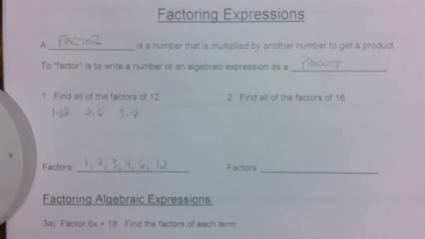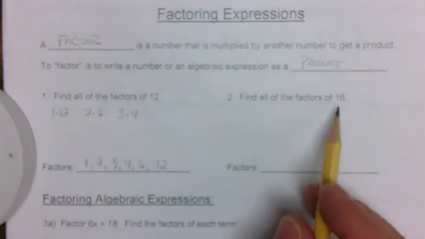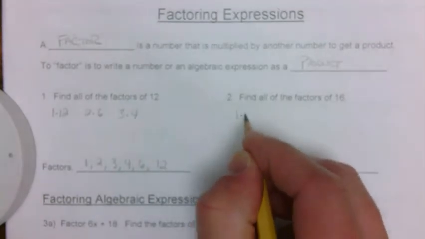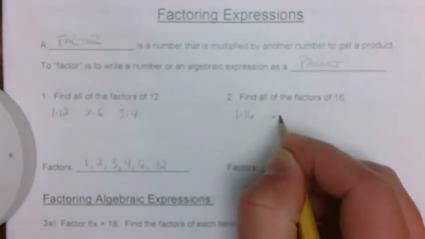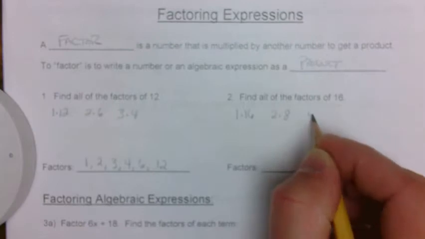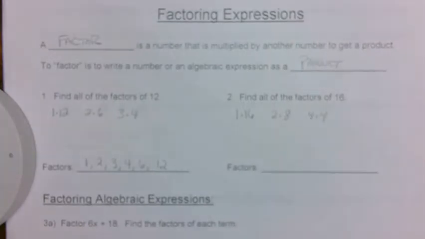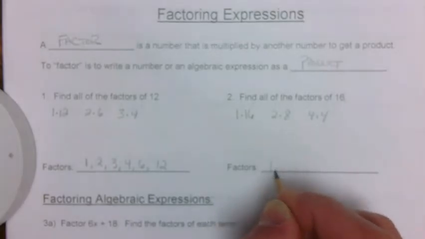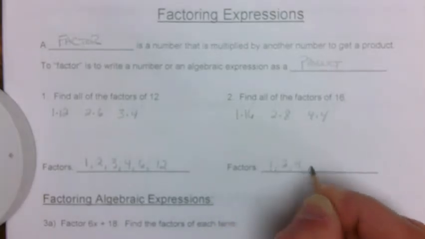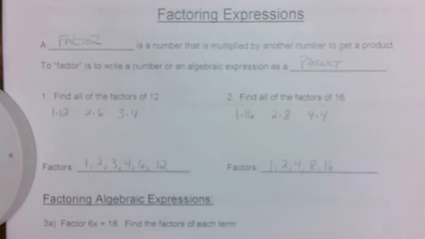Okay, to factor 16, again, I'm going to write 16 as a product, so I could do 1 times 16. I could do 2 times 8, and I could also do 4 times 4. Okay, so that means that the factors of 16 in order would be 1, 2, 4, 8, and 16. Notice that I don't have to list both of the 4s. I can only write it one time when I list them in order.